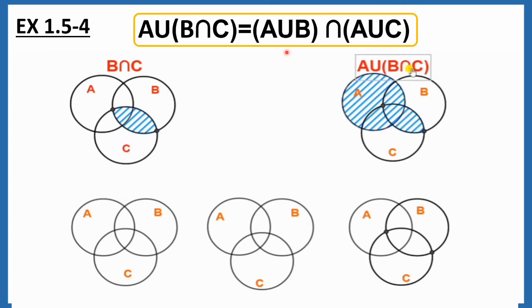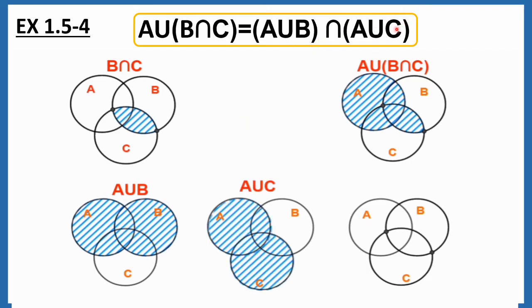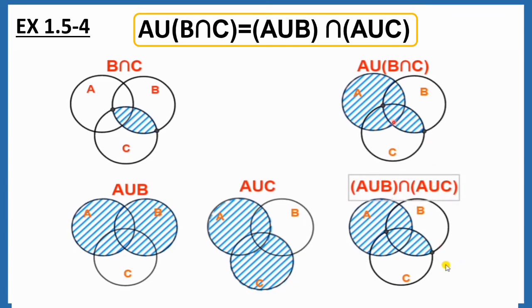Right hand side, first one A union B. It is very easy for you. A and B. Next A union C, A and C. Next we have to find the common portion of these two regions, A union B and A union C. This is the common portion. See the second and fifth diagram, both are same. So the property is verified.